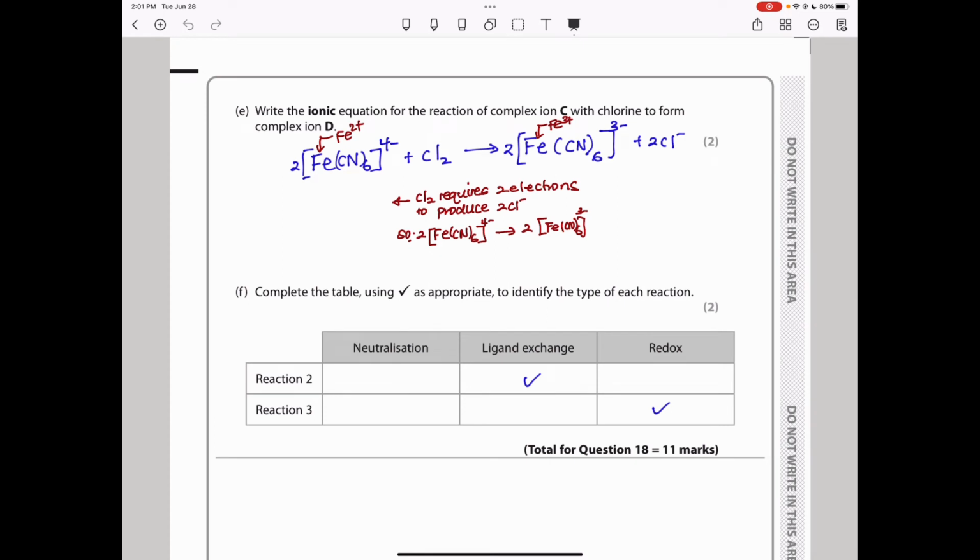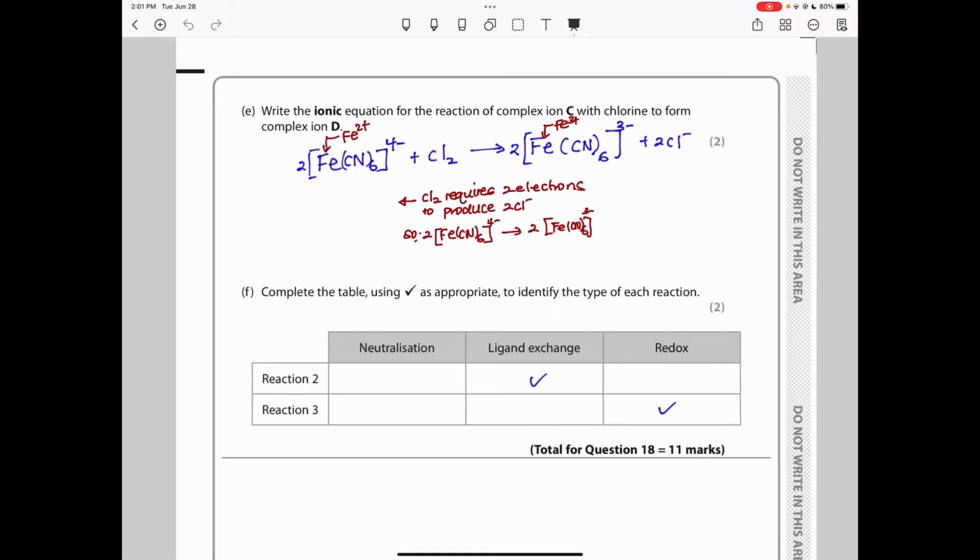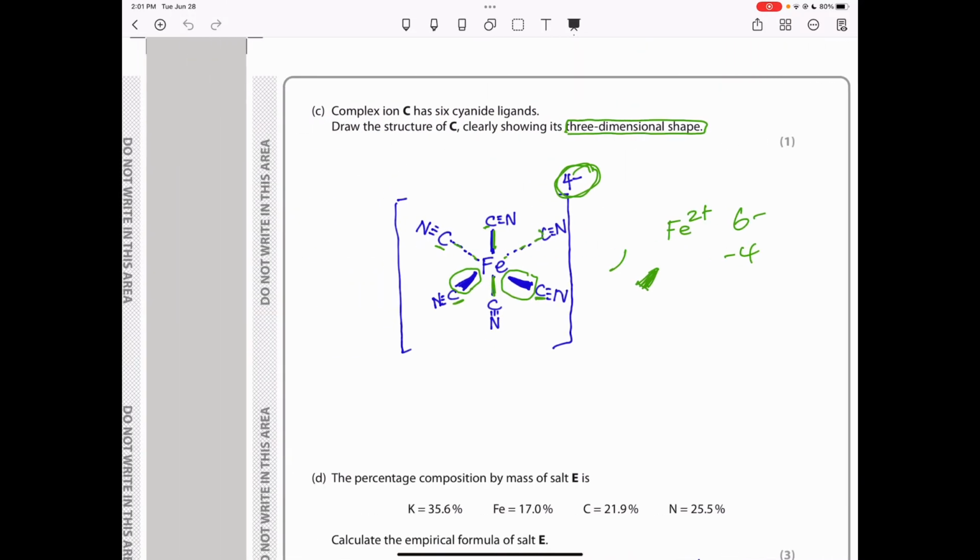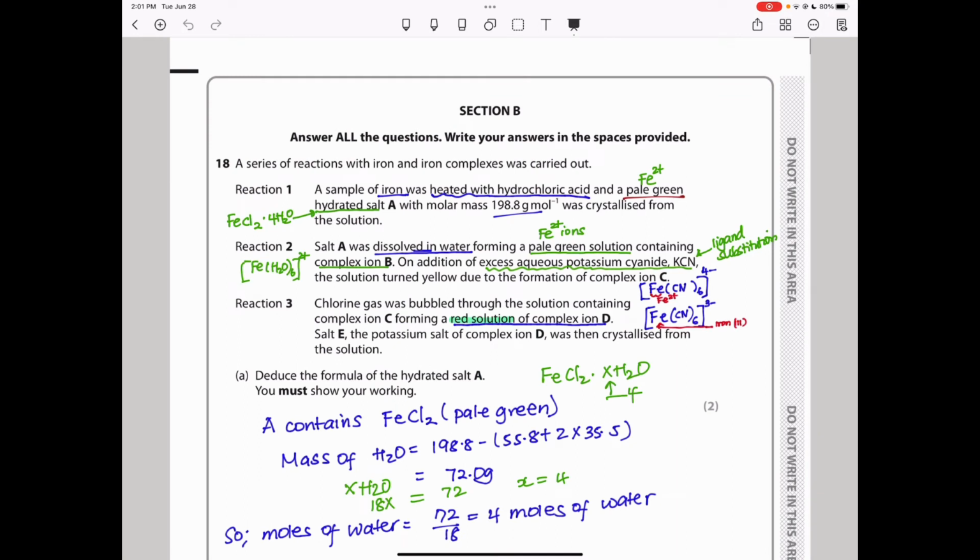It says, write the ionic equation for the reaction of complex ion C with chlorine to form complex ion D. Remember, complex ion C, we have established that it's going to be this without the 2. Ignore these 2 first. I put that 2 to balance the equation. So we have these 2, the Fe(CN)6 4 minus outside. However, when you react it with chlorine, and again to take you back, I want you to read what they said. Just a minute. They say chlorine gas was bubbled through the solution containing complex C.